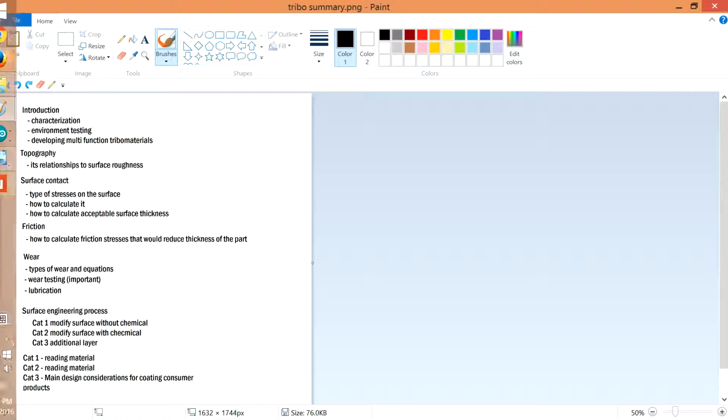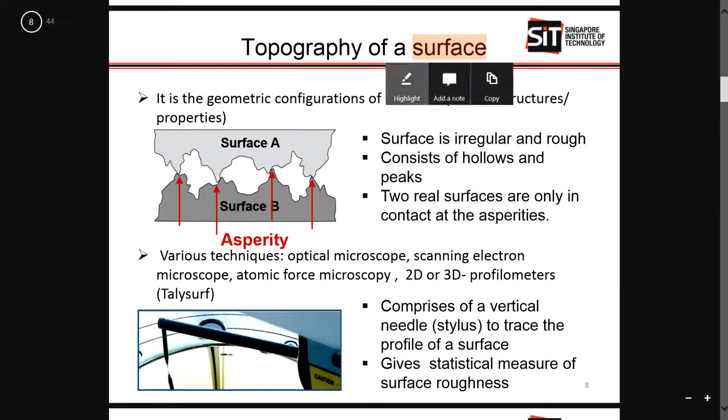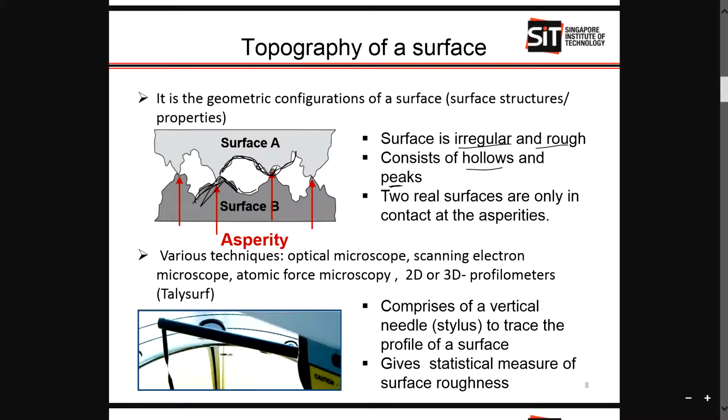So we use this type of concept on the surface of your material. The surface is irregular and rough. The hollows are the parts going in depth, while the peaks are the parts coming up. So these are the peaks, and these are the hollows.